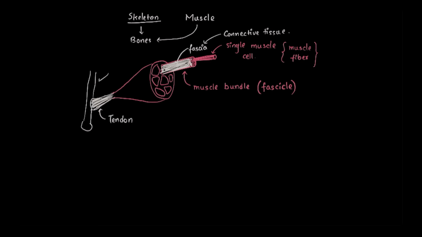So right from our bones, we got to know how a muscle cell emerges. Like, what is the anatomy of a muscle cell? So this was our whole muscle, which is formed by various different muscle bundles, and one muscle bundle is formed by various different single muscle cells. So that was the anatomy.